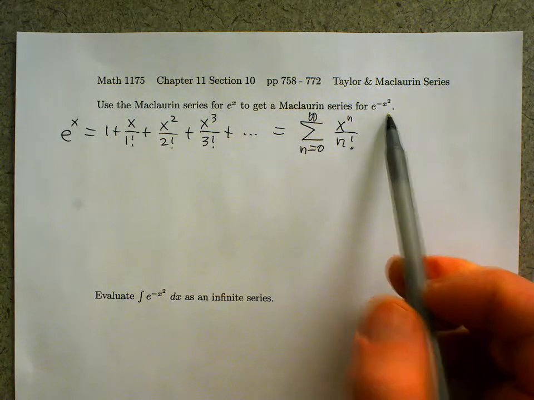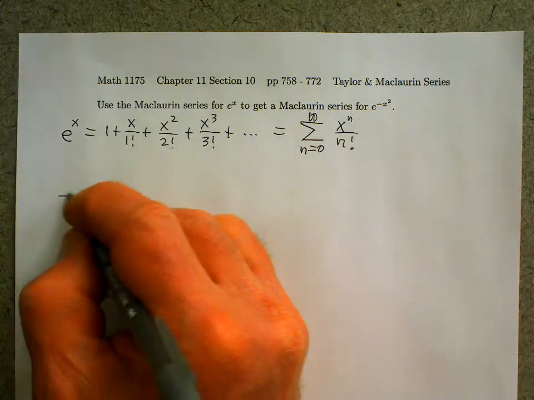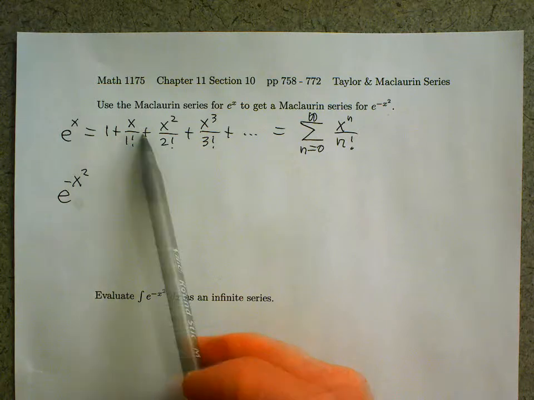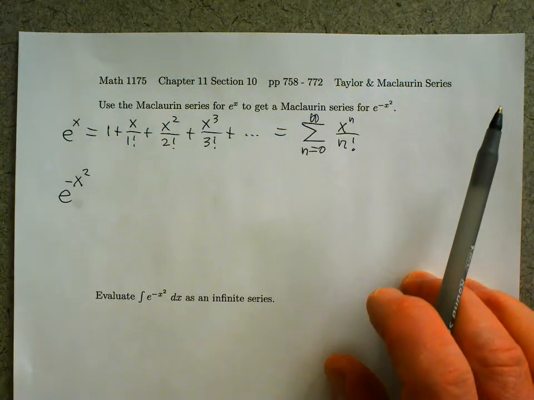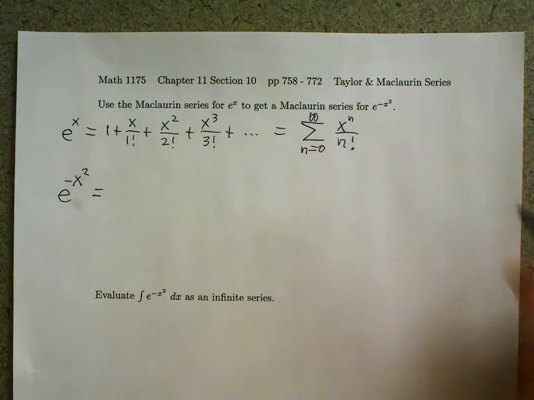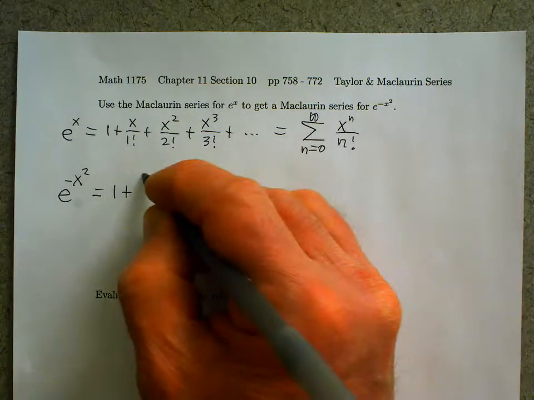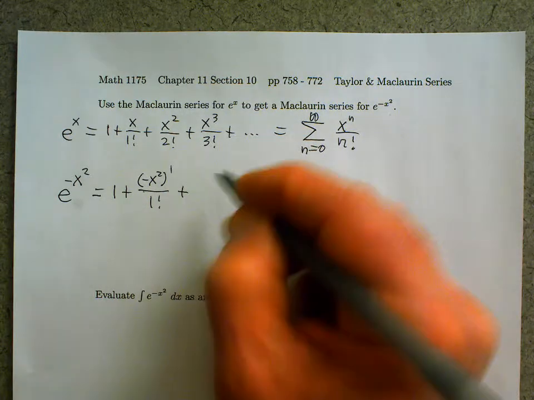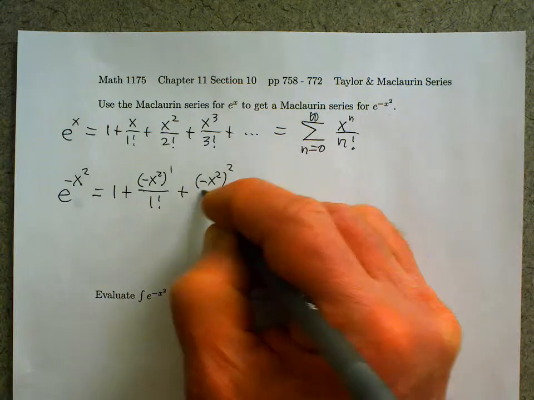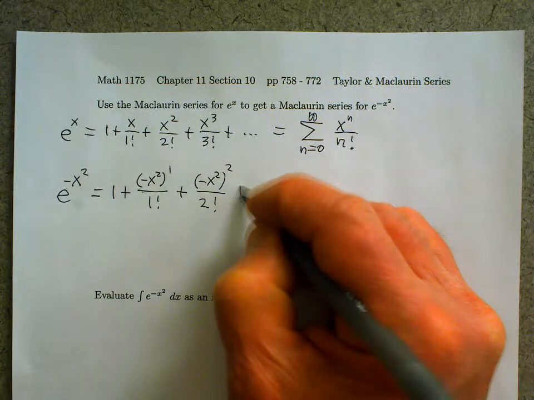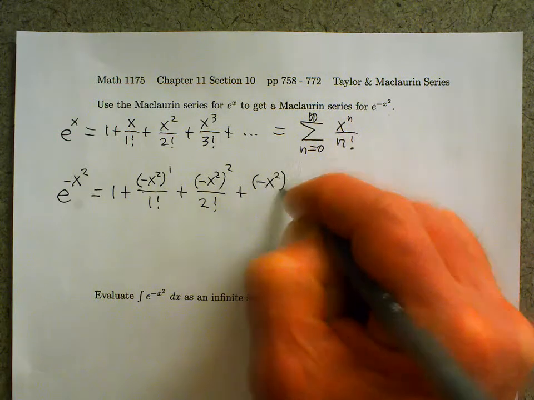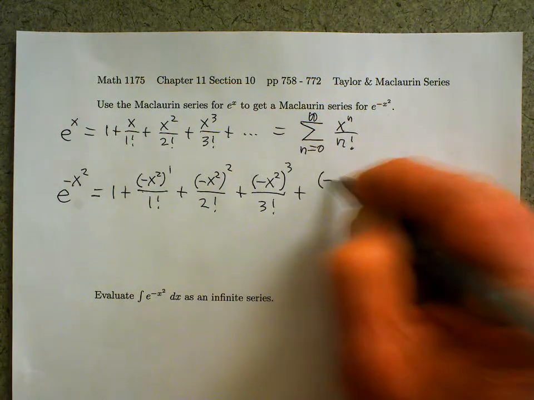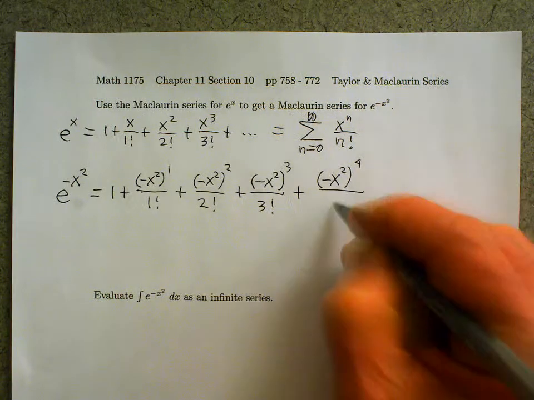To get a Maclaurin series for e to the negative x squared, we just replace every x in the Maclaurin series for e to the x with negative x squared. So we'll get 1 plus negative x squared to the first over 1 factorial plus negative x squared to the second over 2 factorial plus negative x squared to the third over 3 factorial. I'll put in one more, negative x squared to the fourth over 4 factorial, and so on.